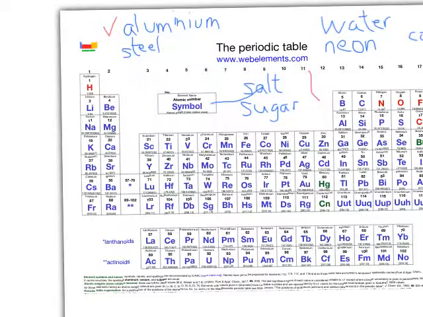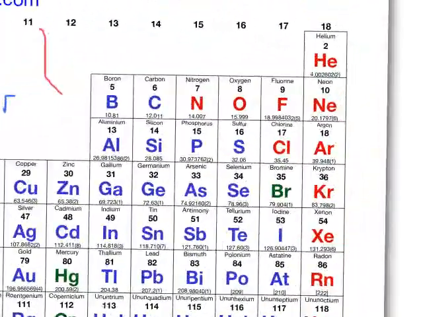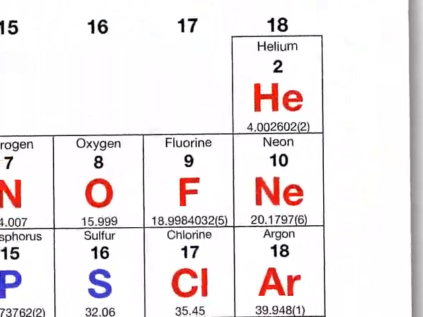Put a cross next to steel, not on the periodic table. I can do the same thing for salt, and I won't find it anywhere. I can do the same thing for sugar, and I won't find it anywhere. Water I won't find anywhere. But when it gets to neon, I've got some good news for you. Neon is just one element, and you will see it on the periodic table.